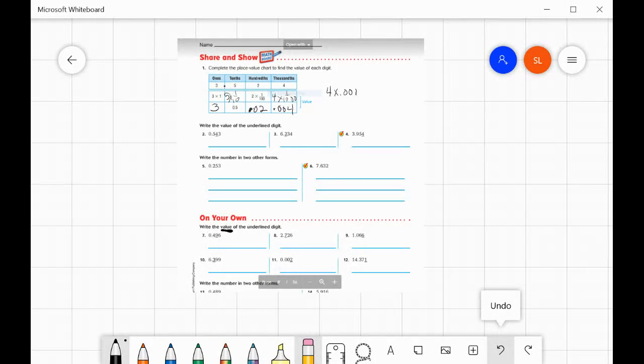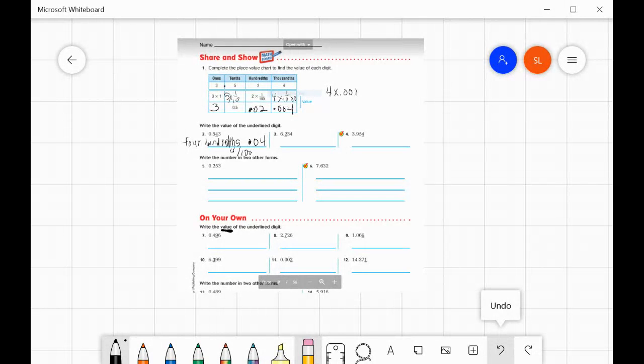Now going on to 2, we're going to look at the value of the underlined digit. So the 4 is in the hundredths place. So we would either write 4 hundredths, or we would write 0.04. Or we could also write 4 over 100. All right. All 3 of those are right. You only need one of them.